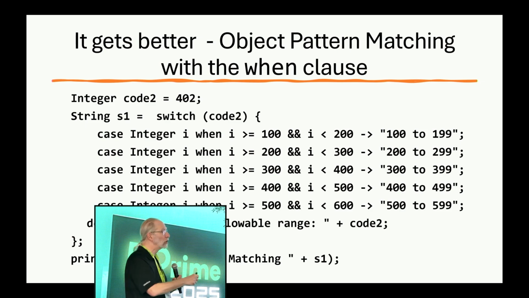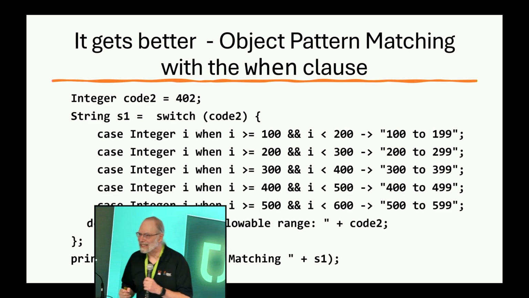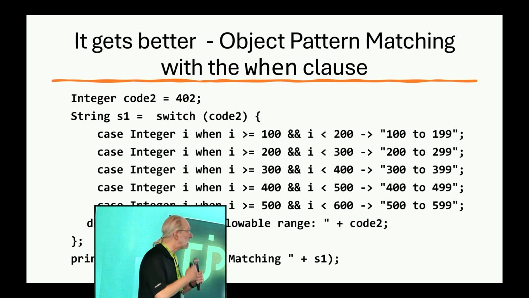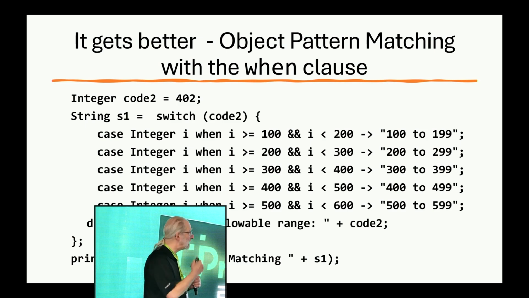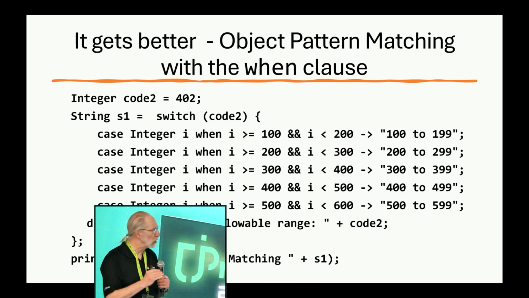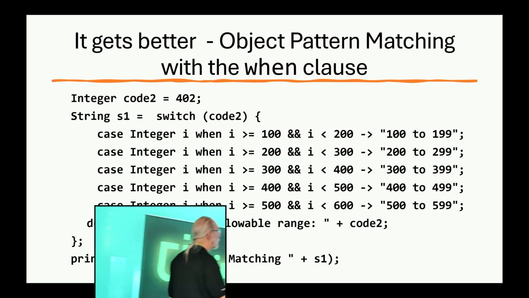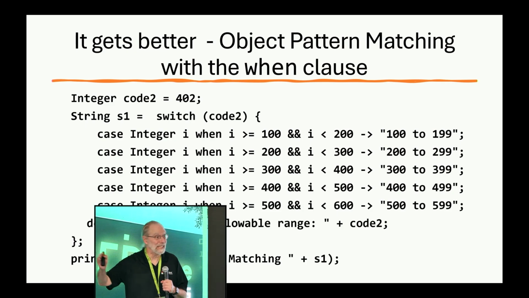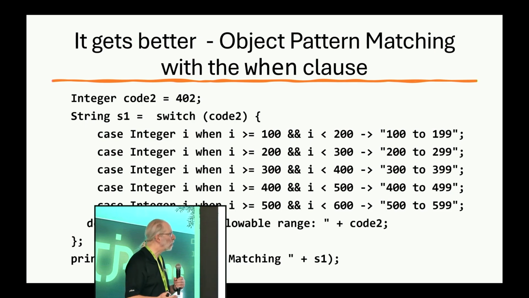I can switch on an object, not an integer, and my case simply looks to see if case Integer, that is an integer. But you can imagine it could be anything. Once it's made a match, we come to the when clause. And the when clause allows me to do what Visual Basic 6 allowed me to do forever. Do any kind of test I want. I'm not just restricted to equality.